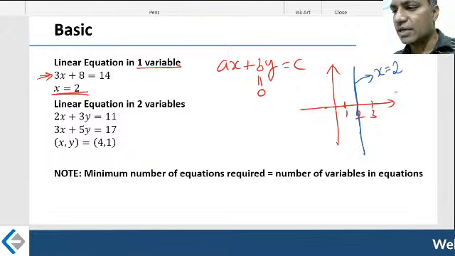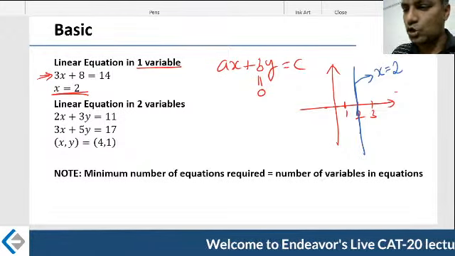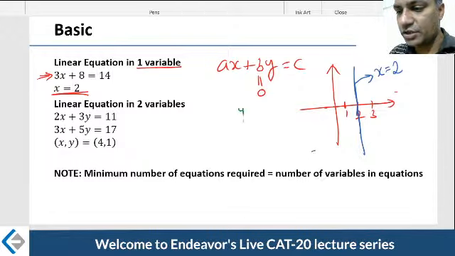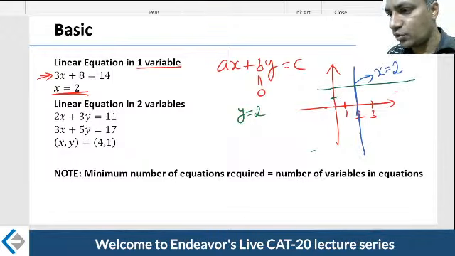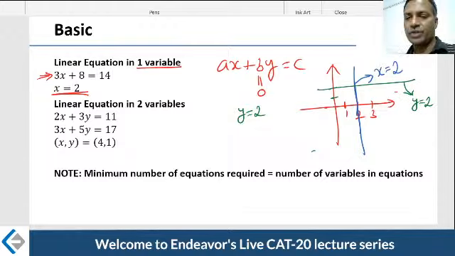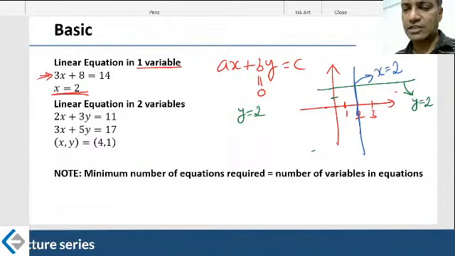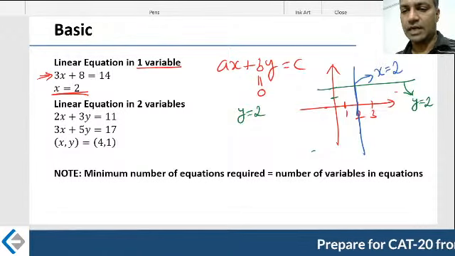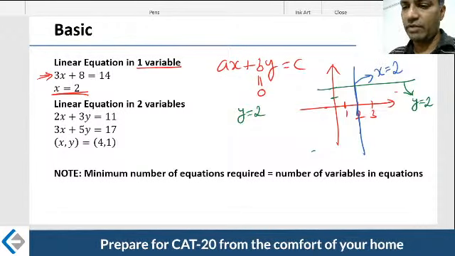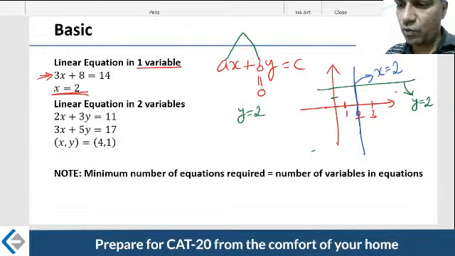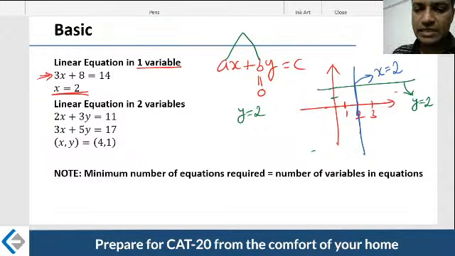Had you got y is equal to 2, let's say you solved another equation and got y is equal to 2, it might have looked like this. All right, now here this could be the line. This horizontal line could be called y is equal to 2. That could be the horizontal line, right? So therefore linearity of the equation is nothing but the straight line as we understood, as long as the coefficient of at least one of the variables is not 0.